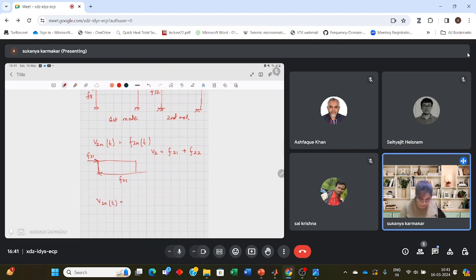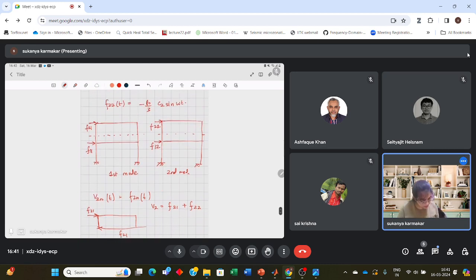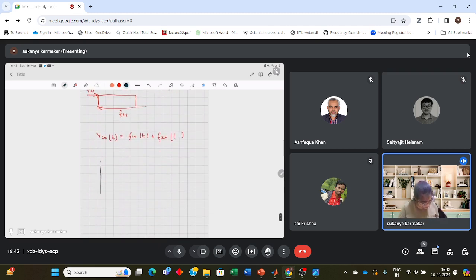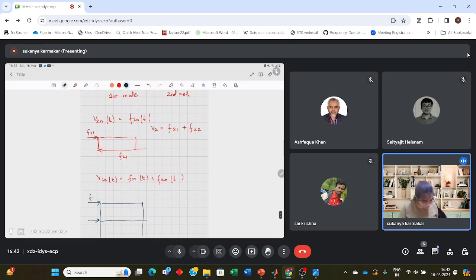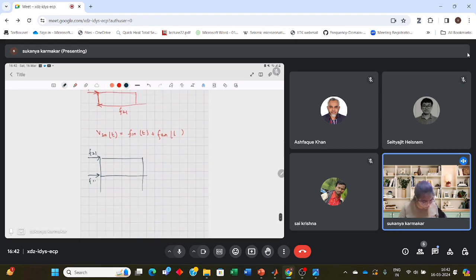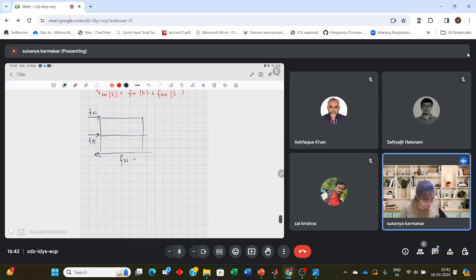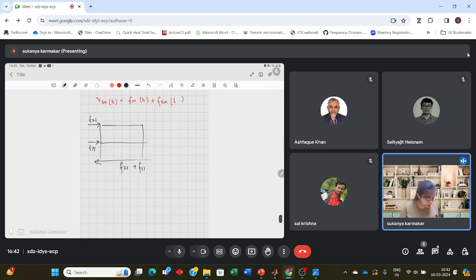Now, I want to calculate V1n as a function of t. It will be F1n plus F2n. Why? Suppose I make a cut here and here, let's say in the first mode. What are you left with? This is the force and this is the force. The forces are F21 and F11. For equilibrium, how much force do we need here? It will be simply, using statics, F21 plus F11. This is from the first mode.